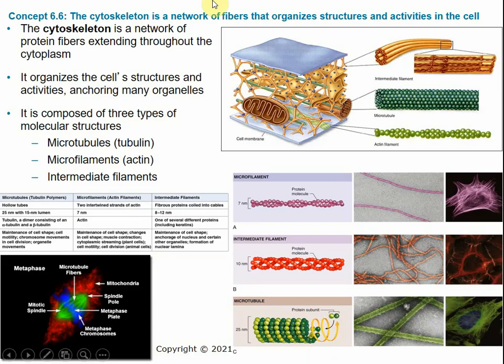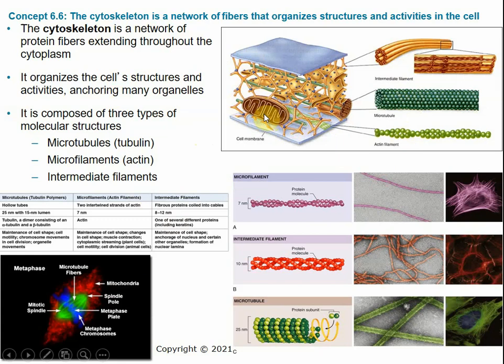The cytoskeleton is similar to our own skeleton. So it gives the cell its overall structure and support through a network of different protein fibers that extend throughout the cytoplasm. The cytoskeleton helps to organize the cellular structure and activities while anchoring some of the organelles, so we don't have them just float away. We can keep them in their respective regions in place.